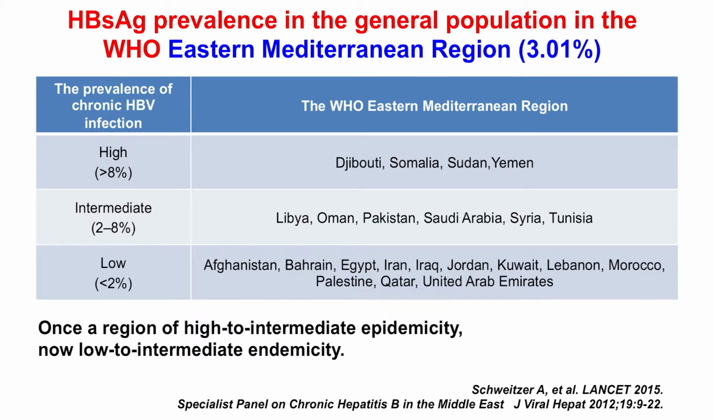Now let's look at the Eastern Mediterranean region, around 3%, so it's relatively low. We also have some countries with high prevalence, like Sudan, Somalia, and Yemen, and intermediate prevalence like Libya, Oman, Pakistan, Saudi Arabia, and some other countries. We also have low prevalence in this region, like Afghanistan, Egypt, Iran, and other countries. Once this area was of high to intermediate endemicity, but now it has become low to intermediate endemicity.